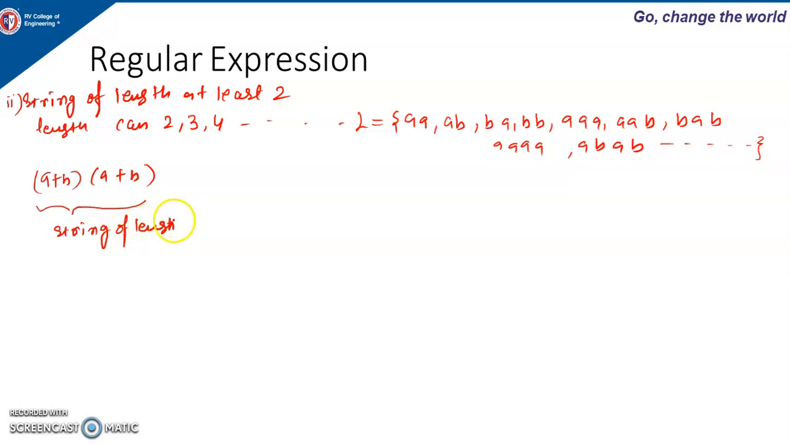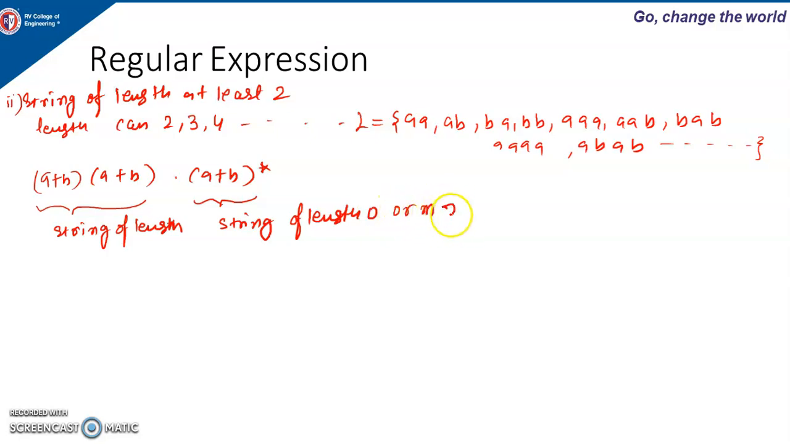Now if I write (A plus B) star, this is string of length 0 or more. When we put 0, it will be epsilon. So we will get string of length 2, because this part will always be there. And if I put 1 here, this will give string of length 3, since the star part gives string of length 1.